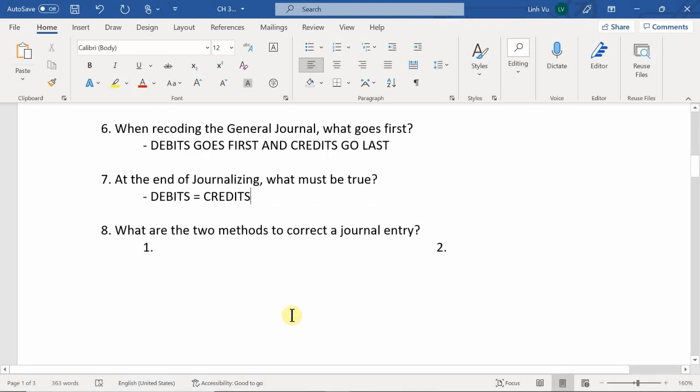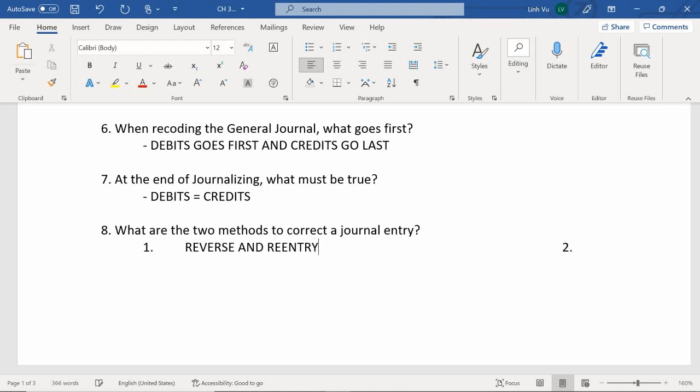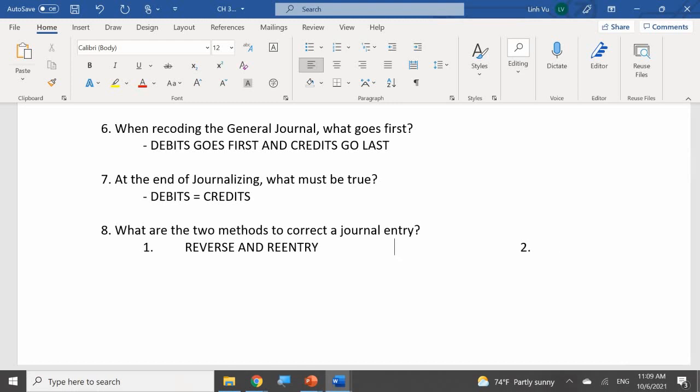Excellent. And number 8, what are the 2 methods of correcting a journal entry? The reverse and reentry and error cancellation. Error cancellation. Good. Excellent.